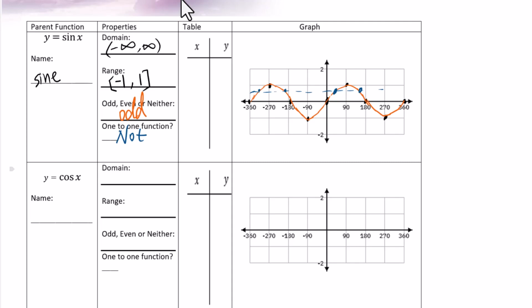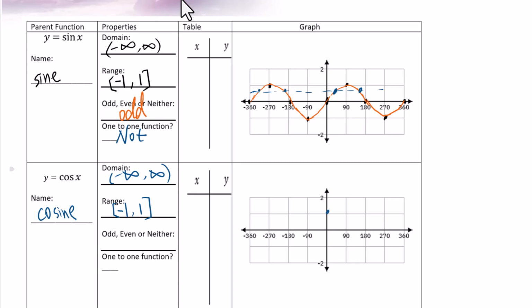y equals cosine x, the cosine function. Domain is all real numbers. Range is an inclusive interval between -1 and 1.